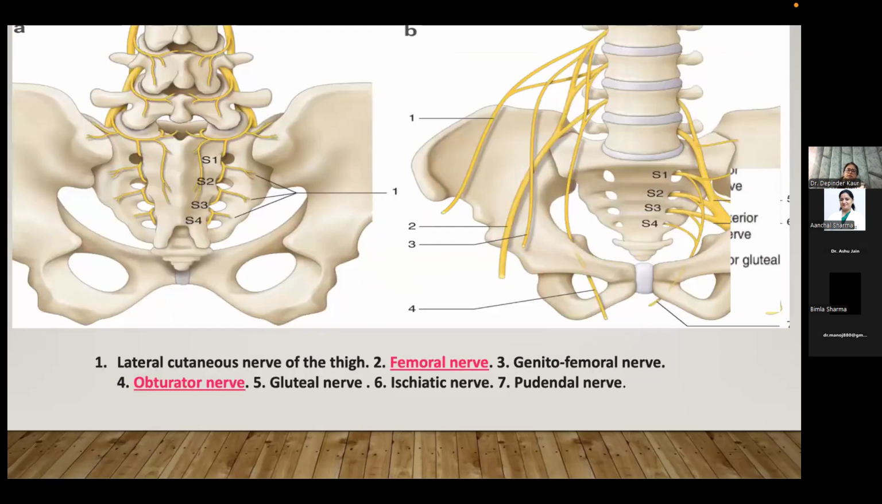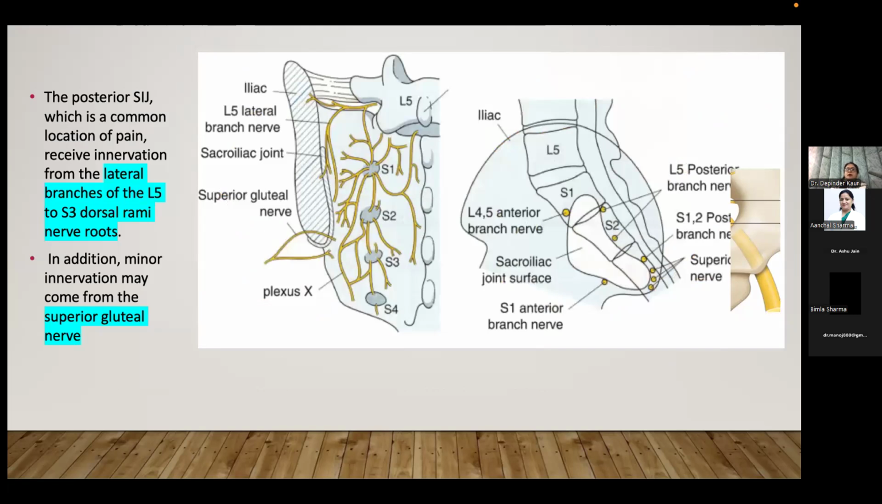If we talk about the anterior part of the joint, it is normally supposed to be innervated by the L2 to S2 ventral rami, whereas the posterior part of the joint, which is the area of concern when we are planning the radio frequency ablation procedure, is supposed to be innervated by the lateral branches of the L5 to S3 dorsal rami. In addition to this, newer studies have quoted that the superior gluteal nerve is also involved with the posterior innervation.